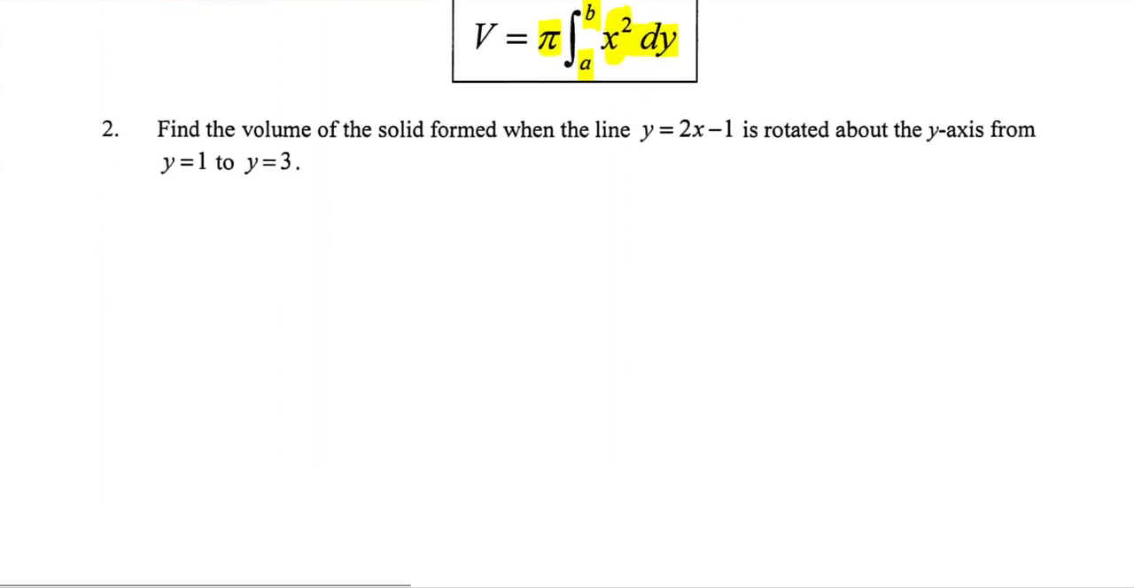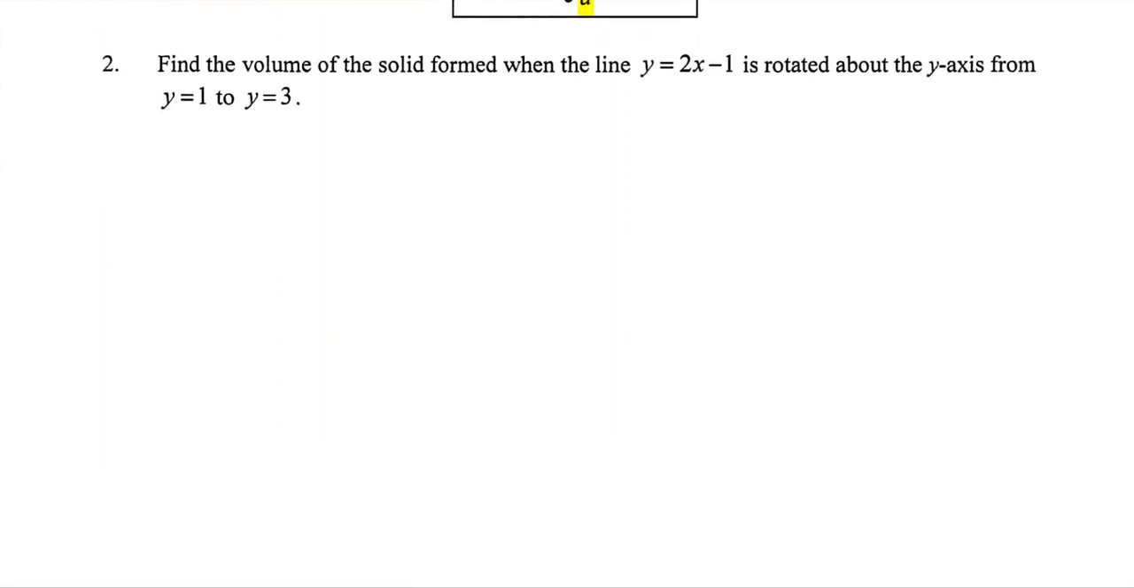So let's have a look at our question. Find the volume of the solid formed when the line y is equal to 2x take away 1 is rotated about the y-axis from y equals 1 to y equals 3. Now we're not asked to draw it, but just since we're new to this, let's have a quick little drawing of what this looks like.